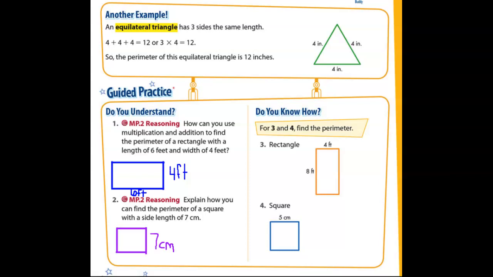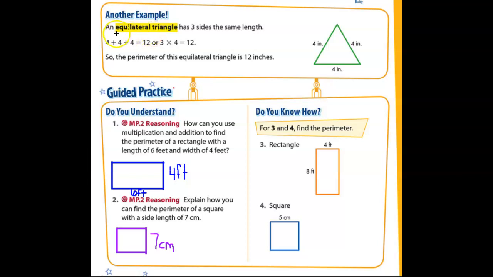Hi everyone, so today we're going to continue talking about perimeter. Remember that the perimeter of a shape is the distance around the outside. So if you fenced in a yard, then it would be the length of the fence when you added all the sides together. So here they're looking at the perimeter of an equilateral triangle.